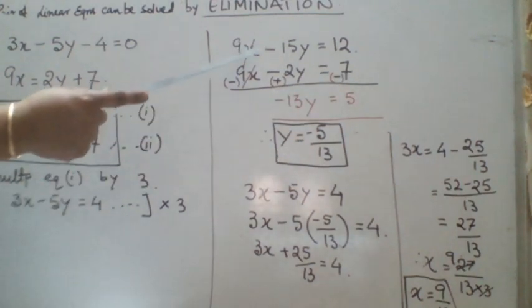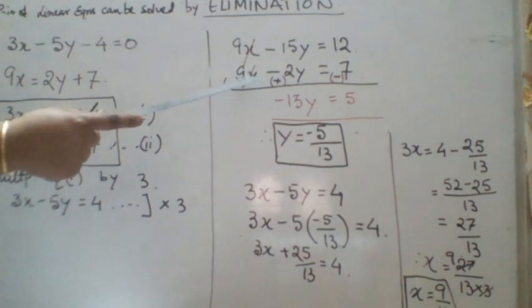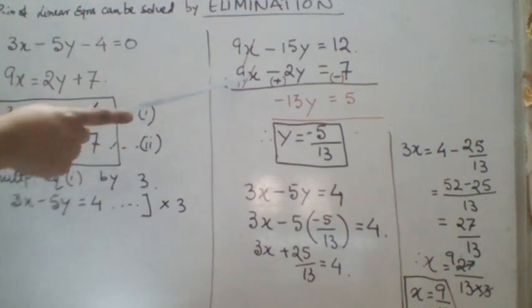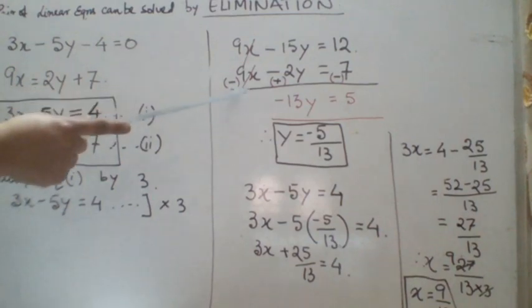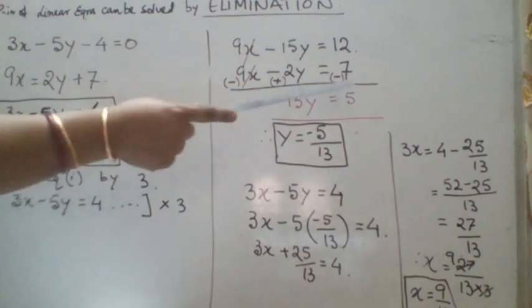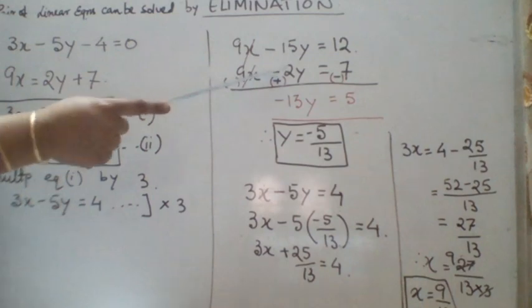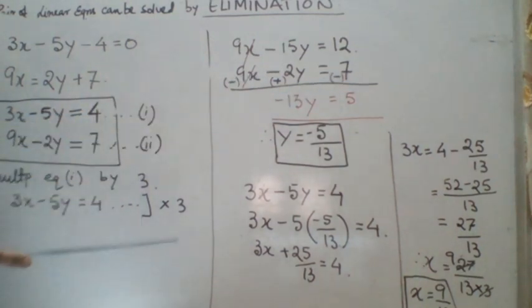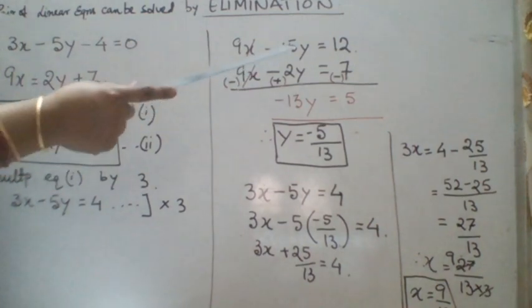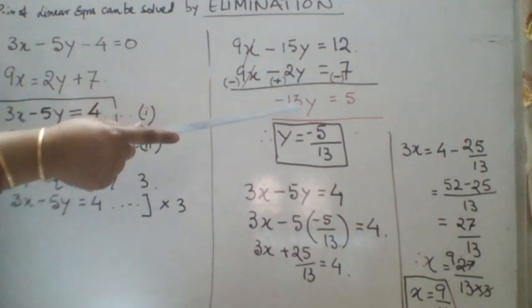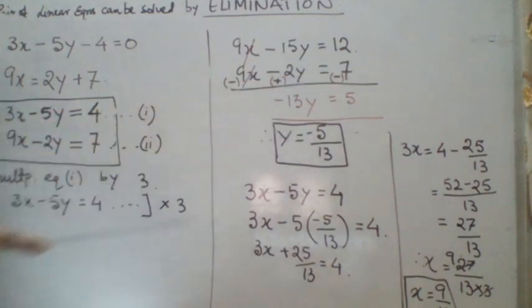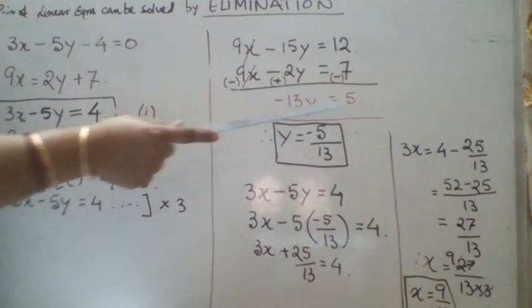Now 9x both are of same sign. So in order to get rid of x, what we do, we subtract them. Subtracting equation number 2 from this third one. So if you subtract, the symbols get changed. Plus becomes minus, minus becomes plus, and again this plus 7 becomes minus 7. So these two get cancelled. Minus 15 and plus 2, that is minus 13, and 12 minus 7 is 5.